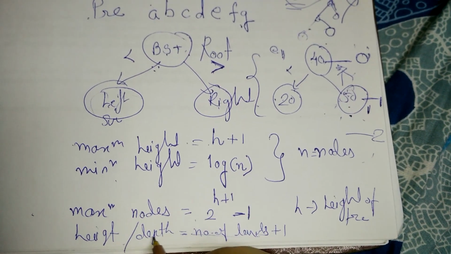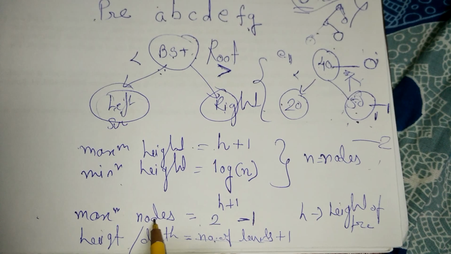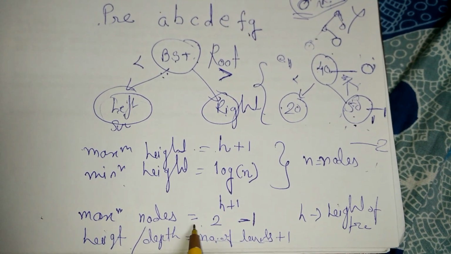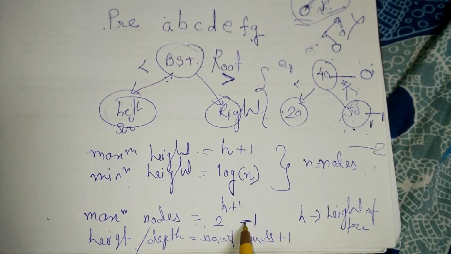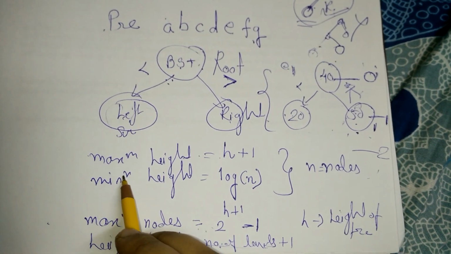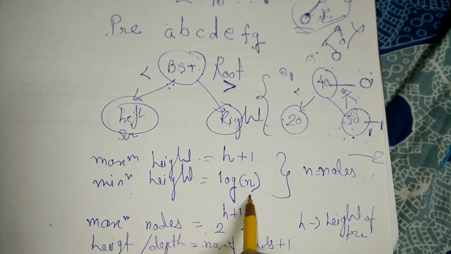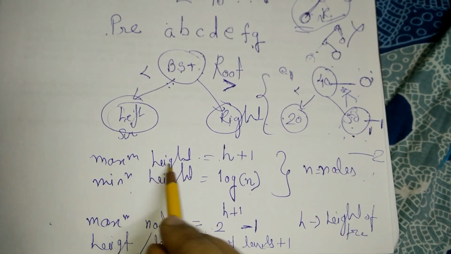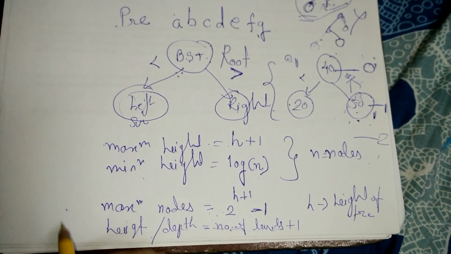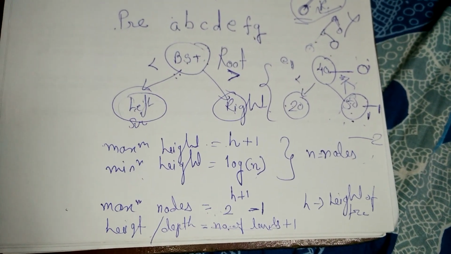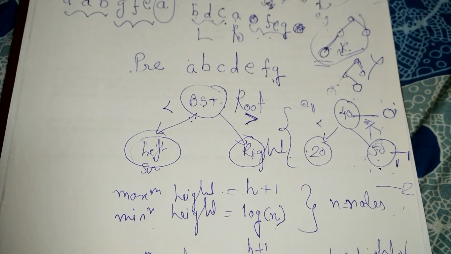So if we know the height or depth of a tree, we can find out how many nodes will be there in that tree. So the maximum nodes can be given by 2 to the power h plus 1, minus 1, whereas the minimum height of a tree is given by log of n, and the maximum height is given by h plus 1. So these are the formulas that you have to remember when you are solving problems based on binary search trees or binary trees. Thank you.